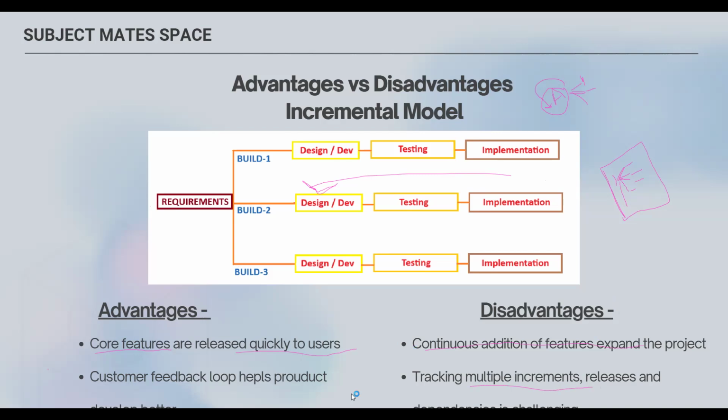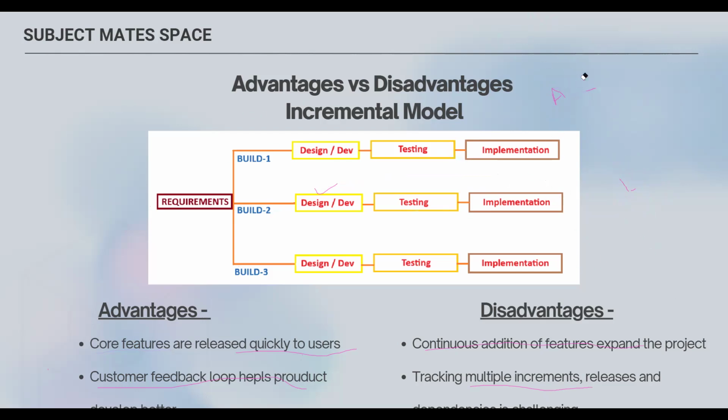So actually this is not visible. I'll just, that's fine. This is customer feedback loop helps product build better. And this line is tracking multiple increments, releases, and deadlines is much harder. Okay. So this is about incremental model. Hope you understood.